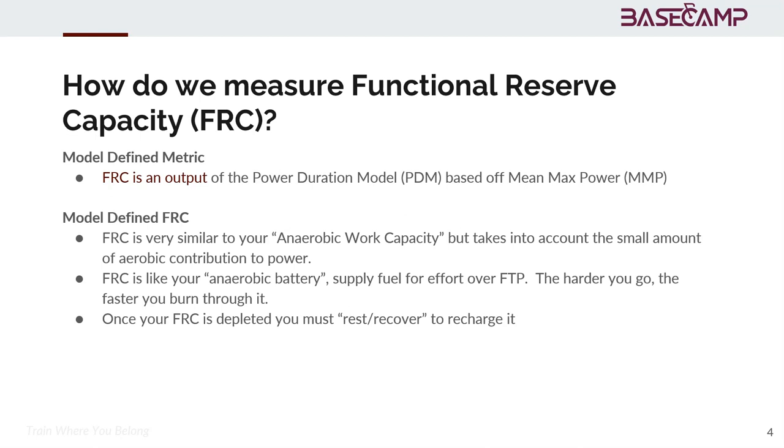But it is derived by the power duration model, and it uses all the data. It doesn't use anything specific in there. FRC is actually one of the parameters of the model. So model-defined FRC is very similar to what's known as anaerobic work capacity, except it gives a little bit of credit to the aerobic contribution. Now, traditionally, we think anaerobic is in the absence of oxygen, but that's not really true. When you look at the actual power output, there is a little bit of aerobic contribution.